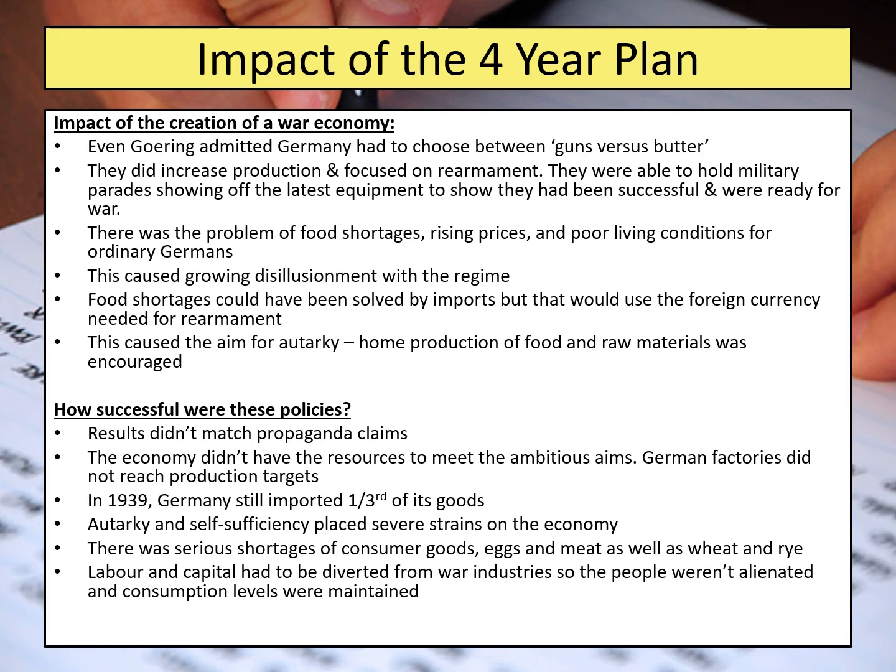So because the Nazis were really concerned with trying to make themselves self-sufficient, they had to choose between guns versus butter. That is a phrase that was used by Göring himself to describe the strains on the economy. If you're going to make yourself self-sufficient and make everything in Germany, you're not necessarily going to be able to make the variety of goods that you could before.